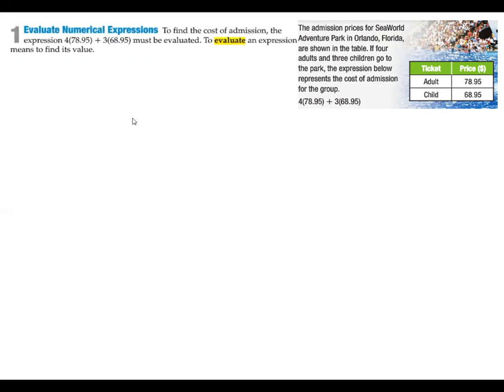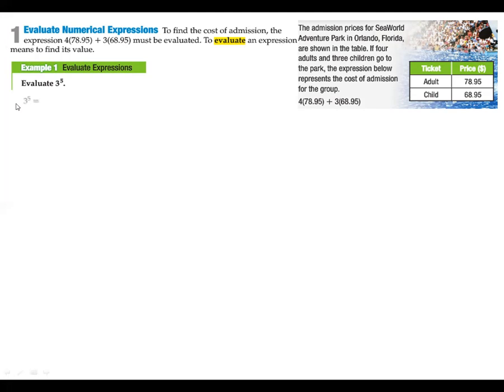So the admission prices for SeaWorld Adventure Park in Orlando, Florida are shown in the table. If 4 adults and 3 children go to the park, the expression below represents the cost of admission for the group. So an adult is $78.95, a child is $68.95, and this is the expression that represents the cost. So to find the cost of admission, the expression must be evaluated. To evaluate an expression means to find its value, and you can almost see the word value in the word evaluate there.